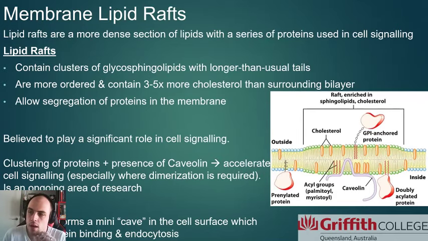They contain clusters of glycosphingolipids with longer than usual tails. Again, they want those longer tails to cluster together so they are much more rigid, hold together and are able to move as a cluster through the other phospholipids in the cell membrane. They are more ordered, they contain more cholesterol, and they allow the segregation of proteins in the membrane, which is important, and it's believed to play a significant role in cell-cell signaling.